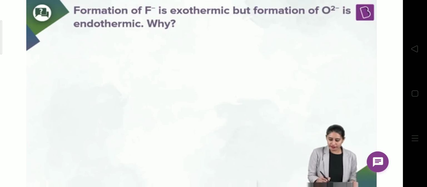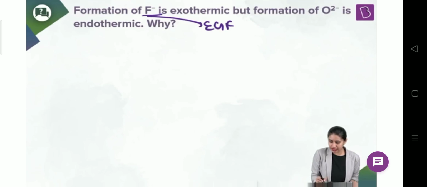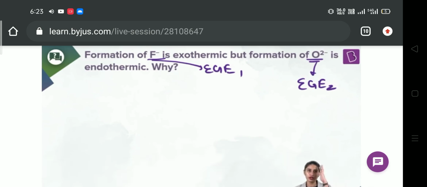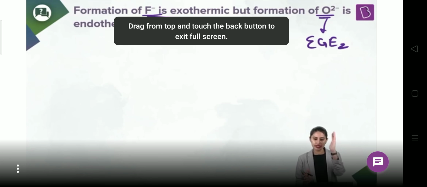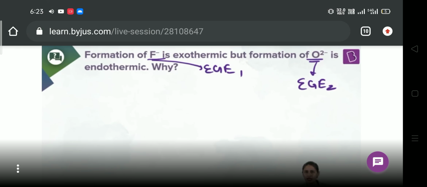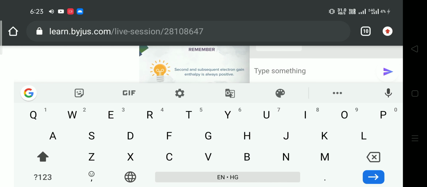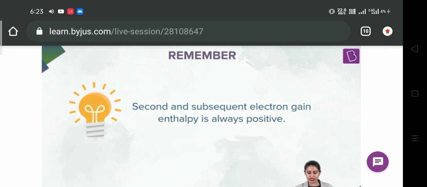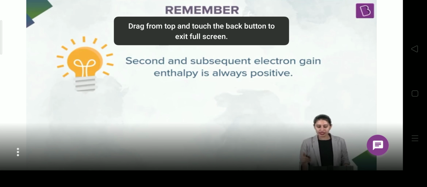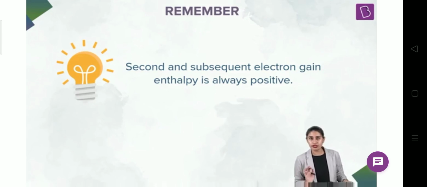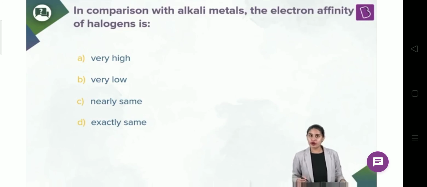Why? Of course, the first electron gain enthalpy, and this is going to be the second electron gain enthalpy. Super easy. So ionization energy is clear. Electron gain enthalpy positive and negative is clear. Electron affinity, which is nothing but the negative electron gain enthalpy, is also clear. Remember that second and subsequent electron gain enthalpies are always positive, the takeaway. Next question coming your way.